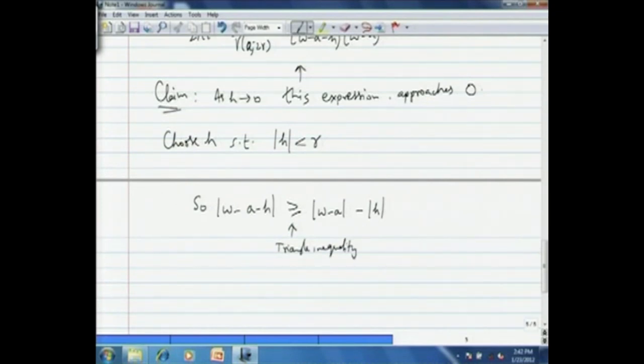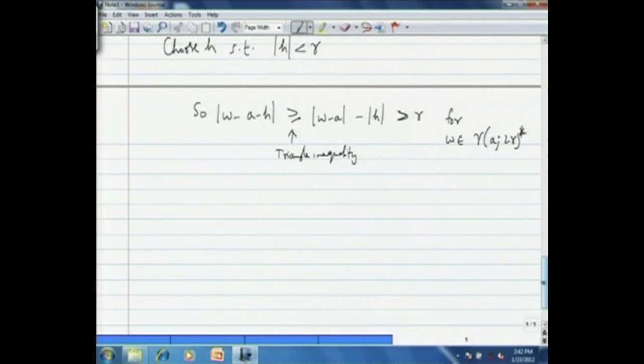The triangle inequality, and then that is strictly greater than r, because, for w belonging to gamma a, 2r star, the trace of gamma a, 2r. What is happening here is you have a, and then you have a circle of radius 2r. I will show the radius 2r. As w varies on this circle, w can be any point on this circle.